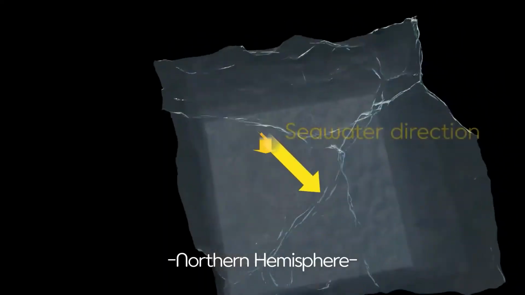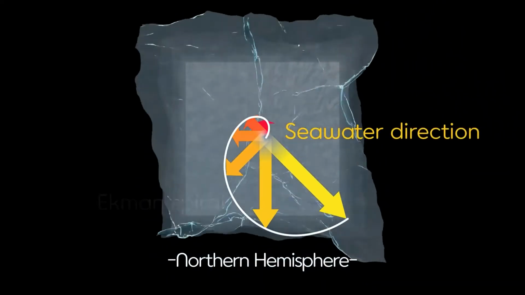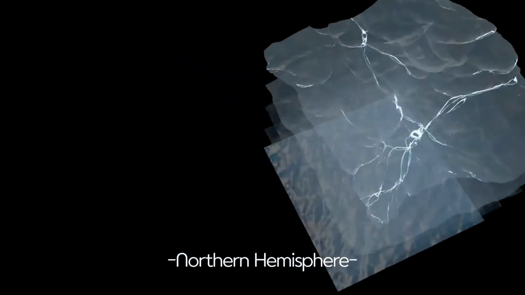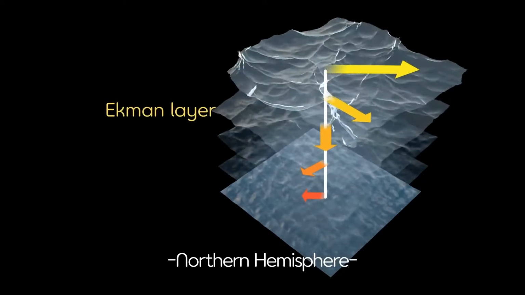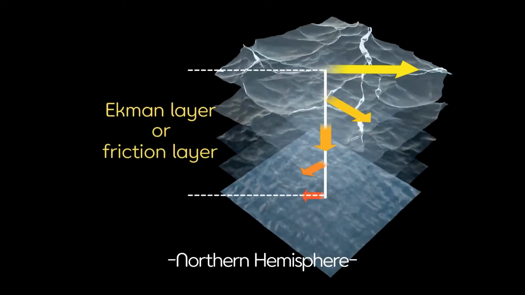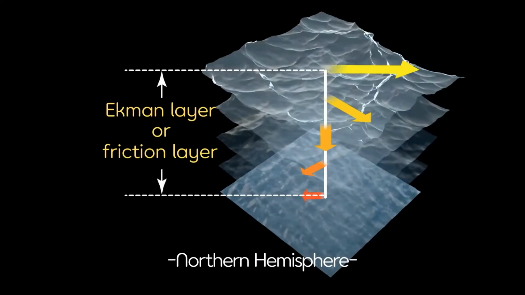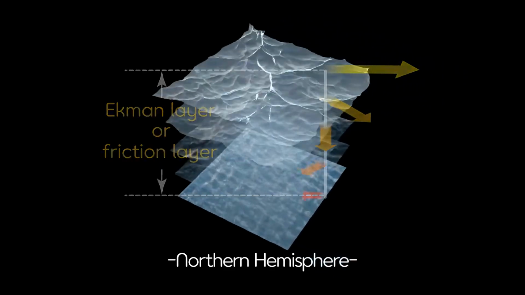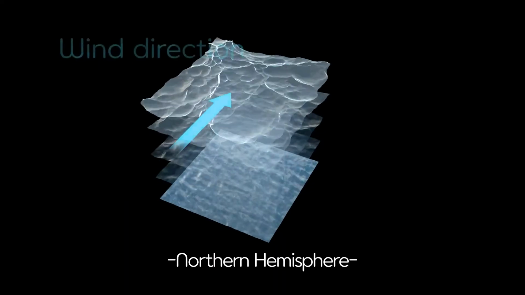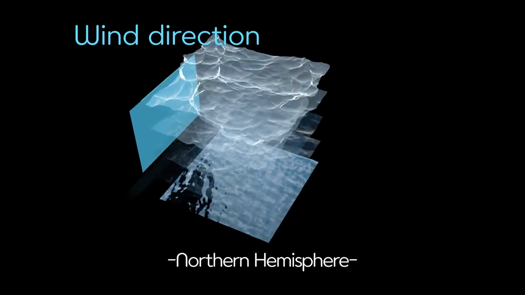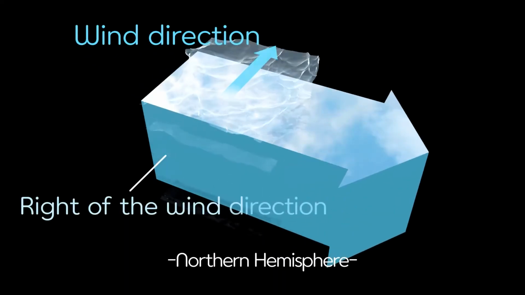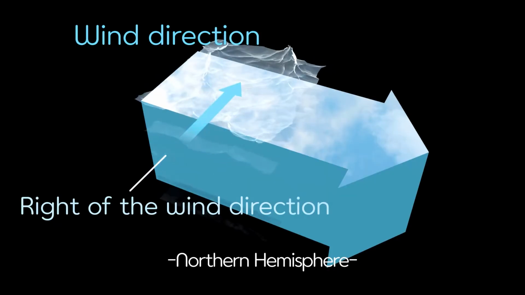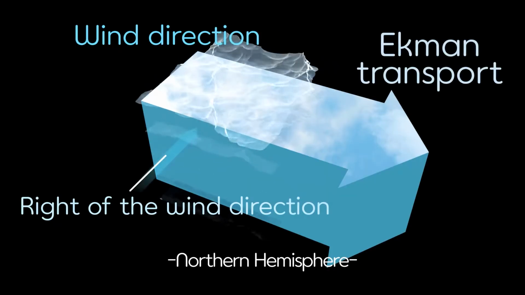When we project such movements onto the floor, it is called an Ekman spiral, and we refer to this as the Ekman layer or friction layer. The layer ranges from the surface seawater to the depth point where the water moves opposite to its flow. In the whole area of the Ekman layer, the seawater generally flows to the right of the wind direction. This is called Ekman transport.